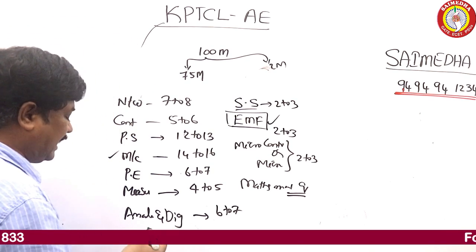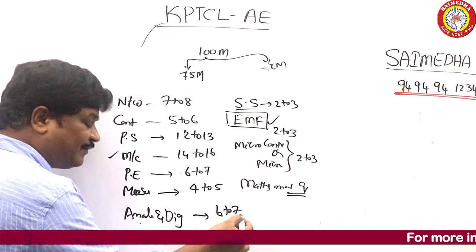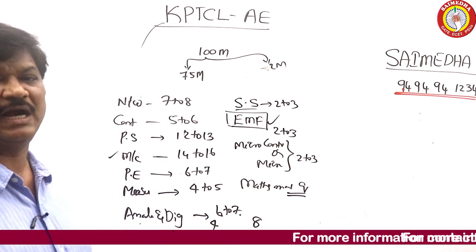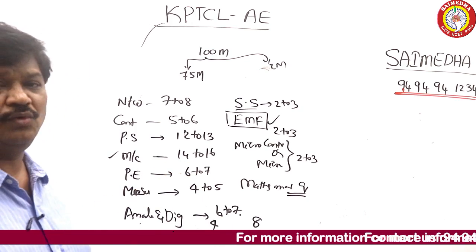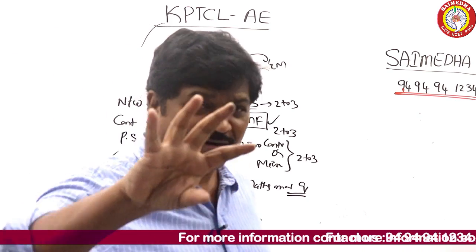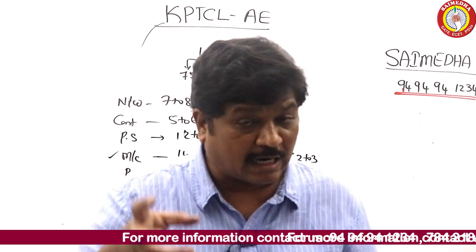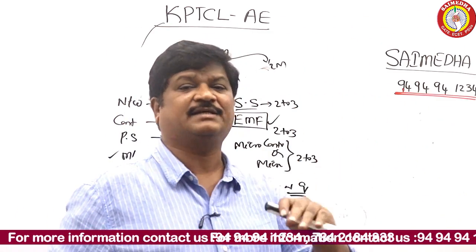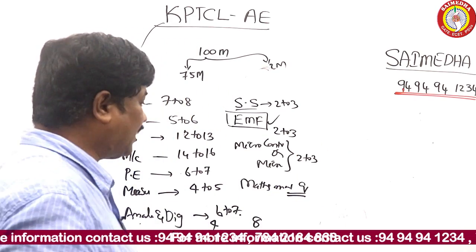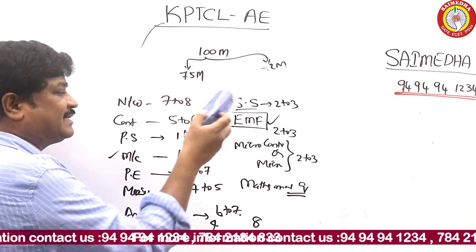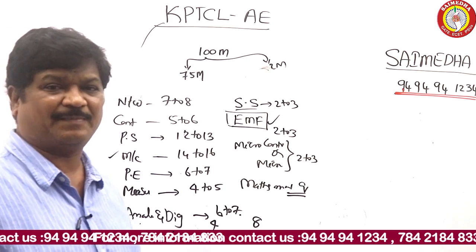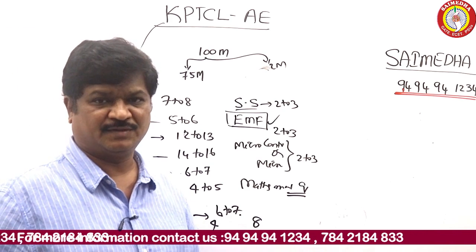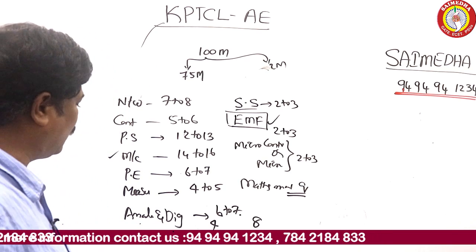Suppose I gave analog and digital, 6 to 7 questions. Sometimes it may be 4, sometimes it may be 8. We can't expect. But try to cover entire syllabus. According to the weightage, try to spend your time. If you are spending more time for the digital signal processing, then what happens? You may lose more time, you may not get more marks. Of course, I don't think you may do like that.